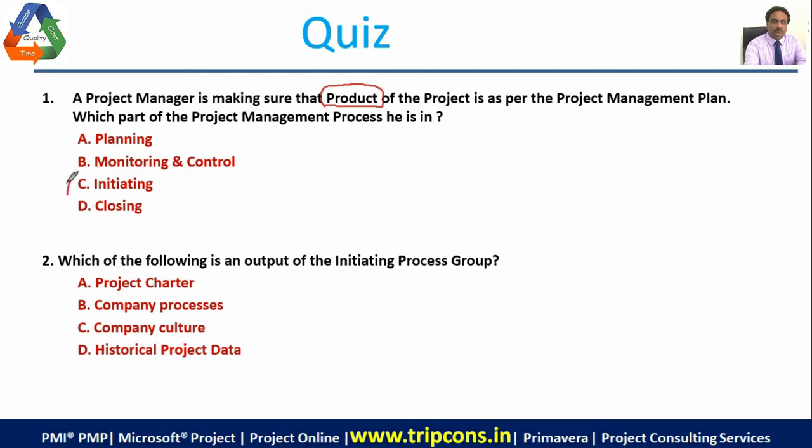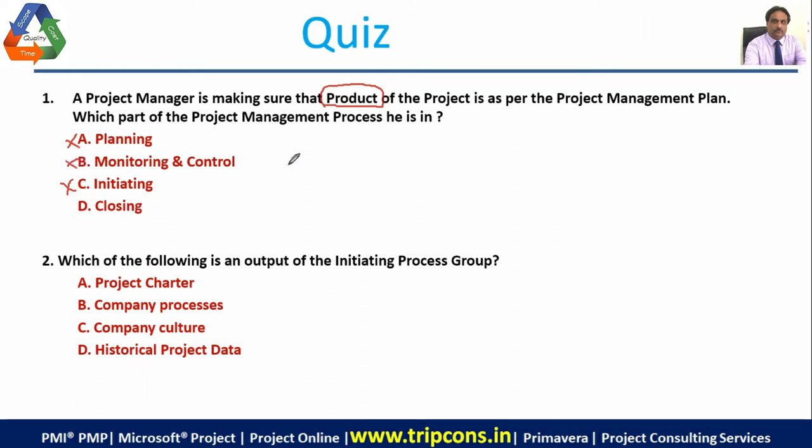No. When you are planning, can you get a product? No, because you are still planning. You haven't done anything. You haven't made anything. Can you get the product when you are doing monitoring and controlling? No, because when you are monitoring and controlling, you still have some work yet to be completed. If some work is still happening, how can you get the product? So you rule this out.